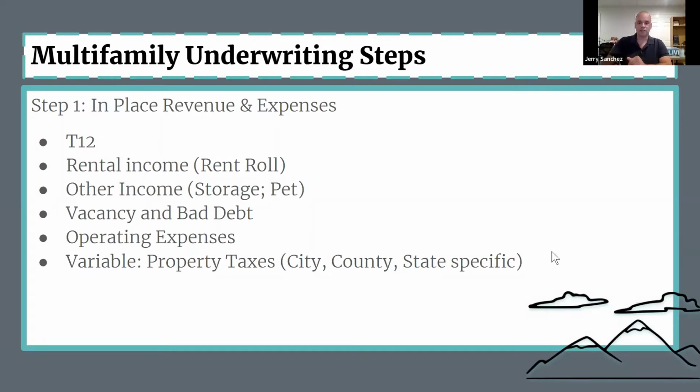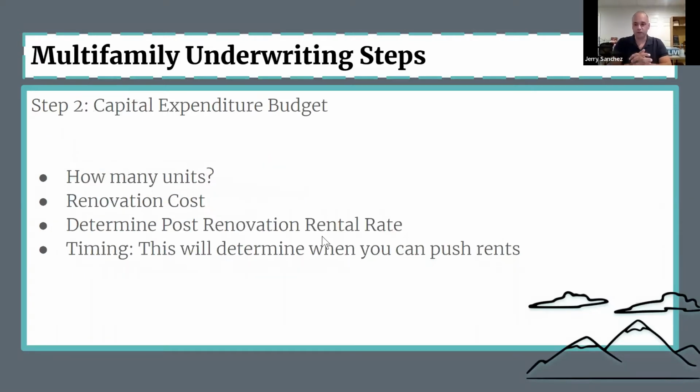Step 2 is your capital expenditure budget. So depending on your strategy or your business plan, you're going to want to look into how many units you are going to renovate, the cost of that renovation, and then you also determine at what rate you are going to renovate units. This will be used in your model to quickly determine how quickly you're going to reach your new post-renovation rents. And your timing, of course, will determine how quickly you can push your rents to your goals.